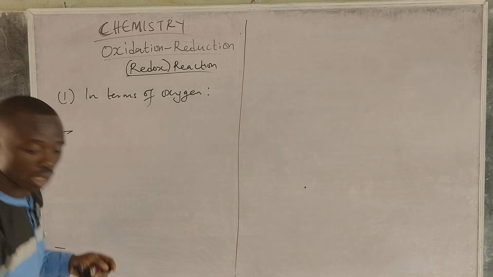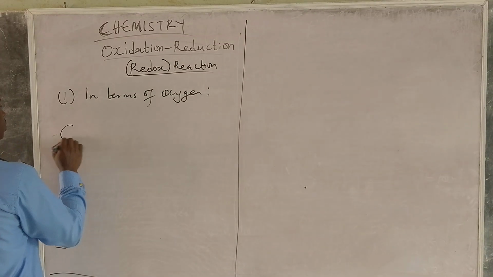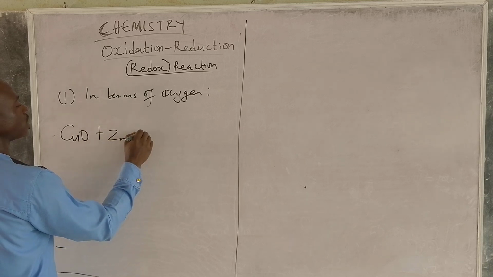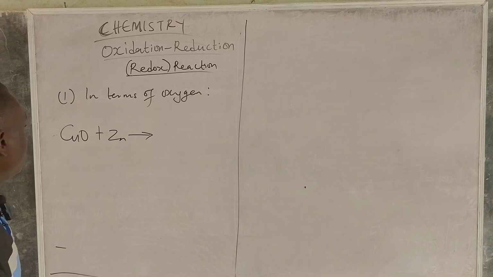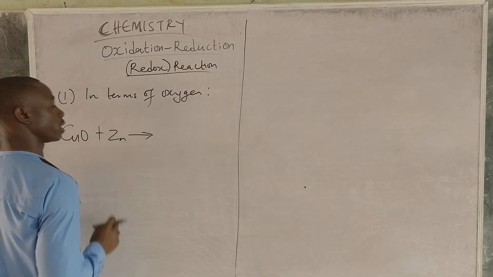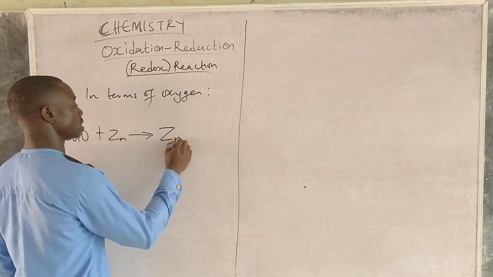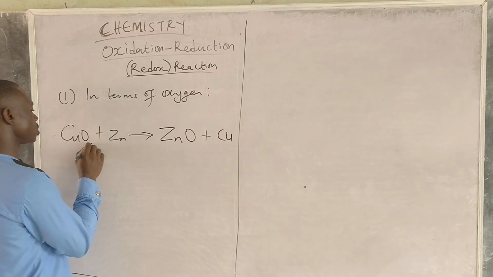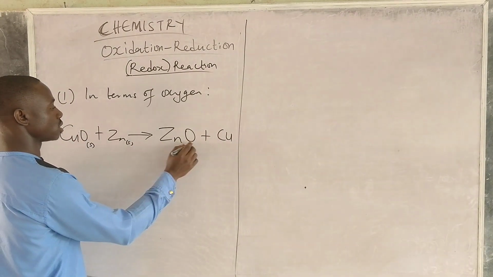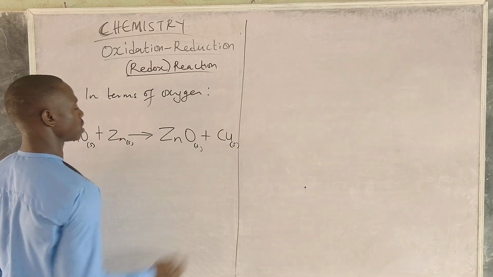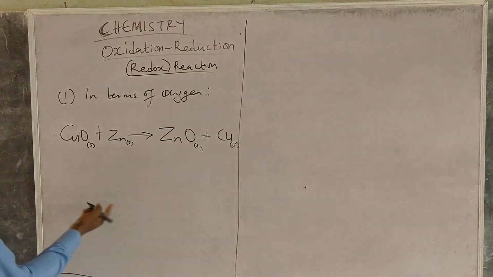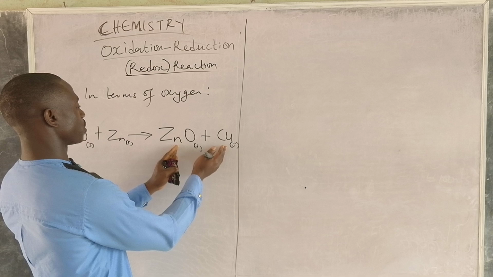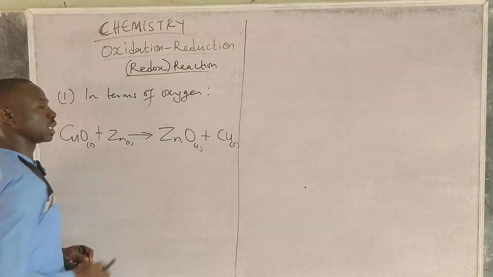So for example, if you have copper oxide plus zinc. Now definitely we are going to have a displacement reaction, and that's going to be zinc oxide plus copper. So this is solid, solid, solid, solid. These are the reactants on the left hand side of the equation, while these are the products on the right hand side of the arrow.